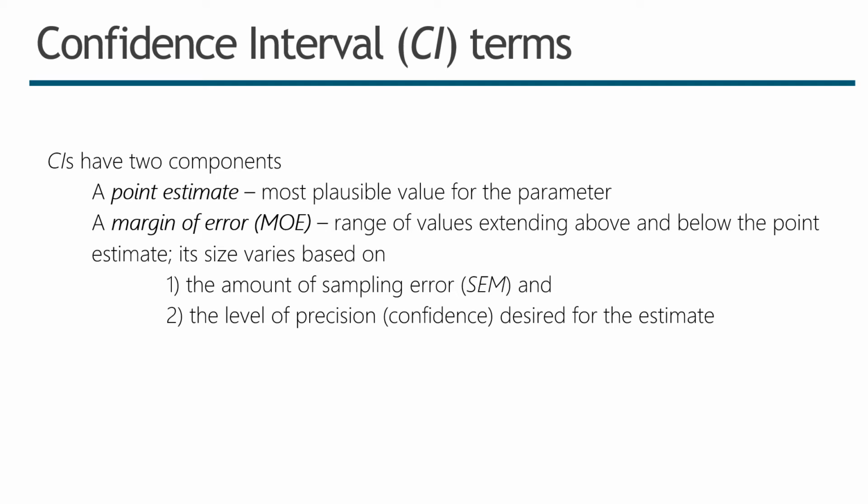Before diving into some examples, it's important that you understand some key terms. A point estimate, as you will learn in the next few slides, is the most plausible value for a population parameter. And a margin of error is a range of values extending above and below the point estimate. And that margin of error is going to vary based on the sampling error in the study and the level of confidence or precision that you desire in your estimate.